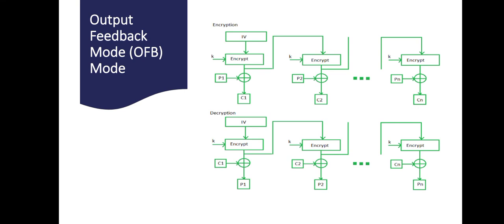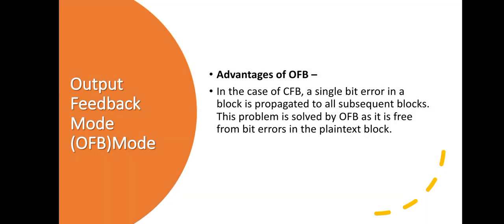Same thing, we are performing encryption for both encryption as well as decryption. There is no change. Just in encryption we take the plain text and get the ciphertext, and here we take the ciphertext and get the plain text. But the output is the same for encryption and decryption. We are taking the output of encryption as the input for the second level in both encryption as well as decryption. Advantage of output feedback mode.